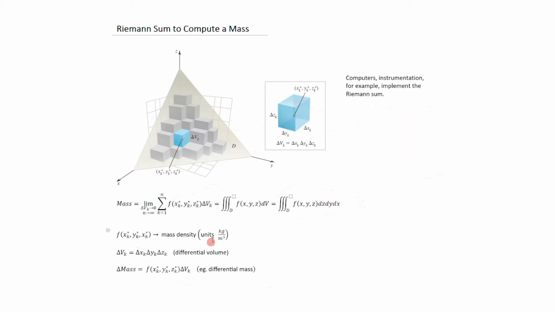So again, here are just the definitions of the different elements that we see here. This here represents delta mass. So this would be basically for each little volume element, the contribution of the mass to each volume element.